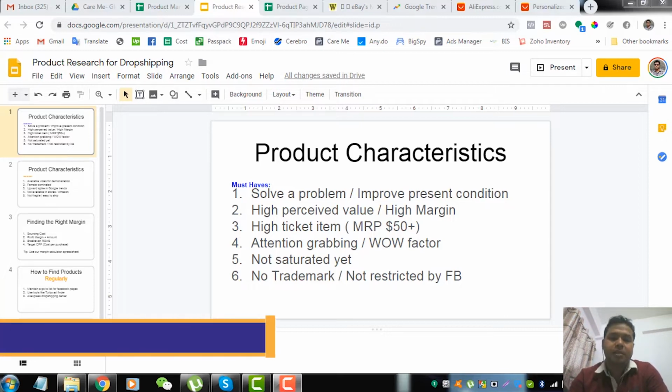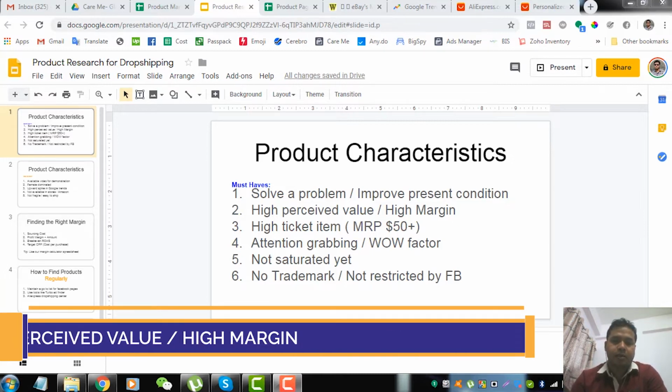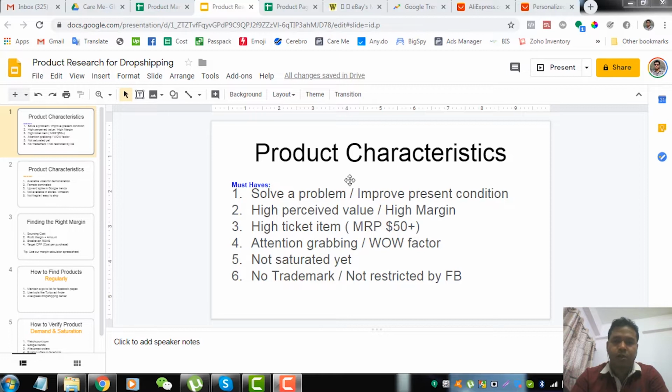Now number 2 is high perceived value or high margin. That's also crucial. This is another important thing. Remember I said that the products we'll be finding should have all these characteristics. If they miss any of these criteria, then we'll drop that product and not pursue it further. That means that even if it's a problem-solving product, if it does not have a high perceived value, then we will have to drop this product.